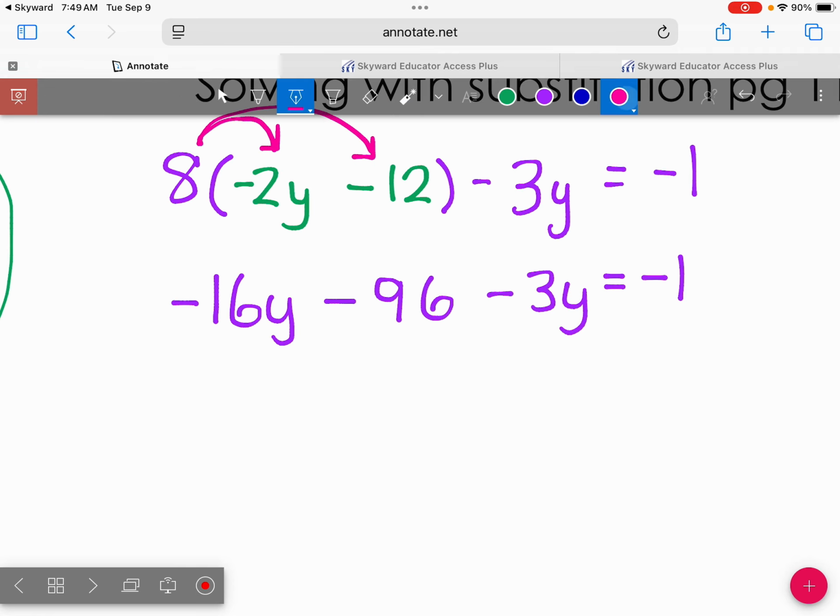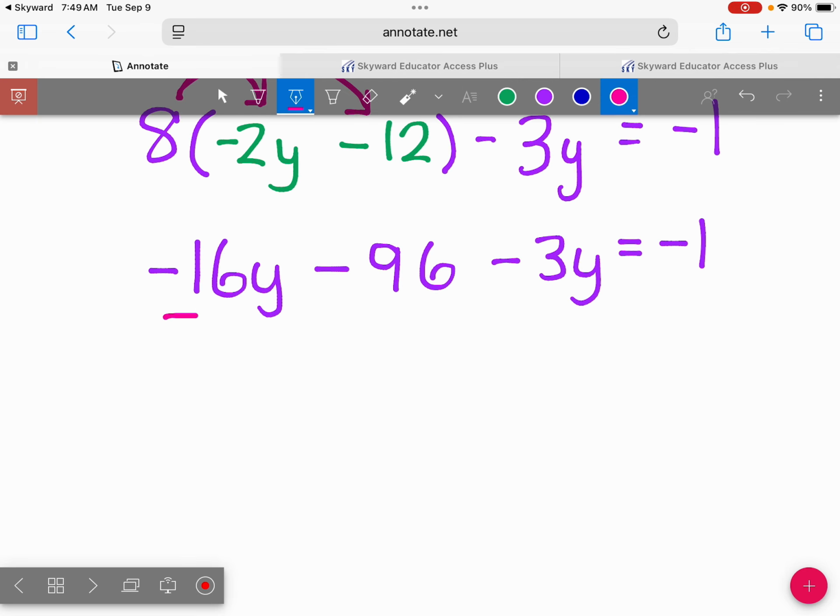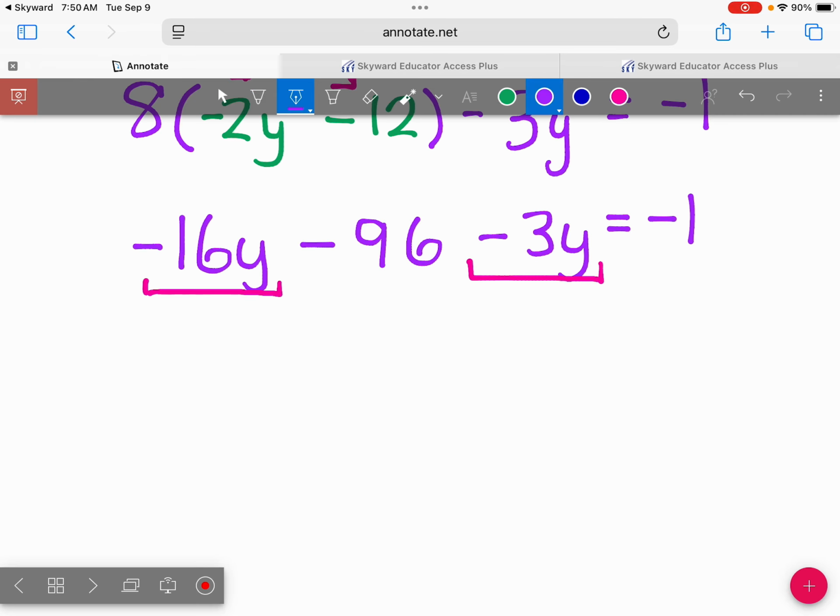Then we can do some combining like terms. I've got minus 16y and minus 3y. So if I owe you $16 and I owe you $3, grand total, I owe you 19, minus 19. If we think about it as money somebody owes us, we're so much better with those negative numbers. So think about it as somebody's owing me money, or I owe money. You know, pretty decent if I keep track of that too. Equals our minus 96 equals minus 1.